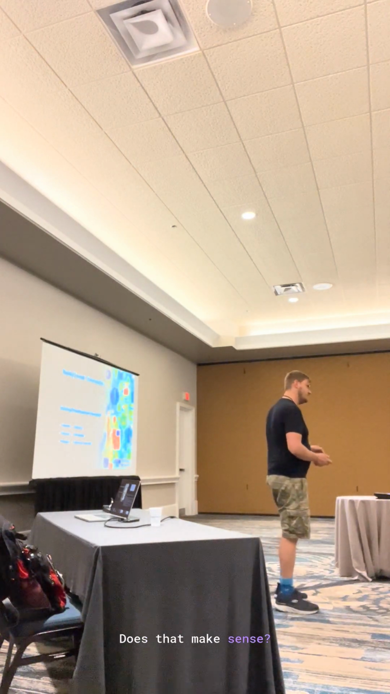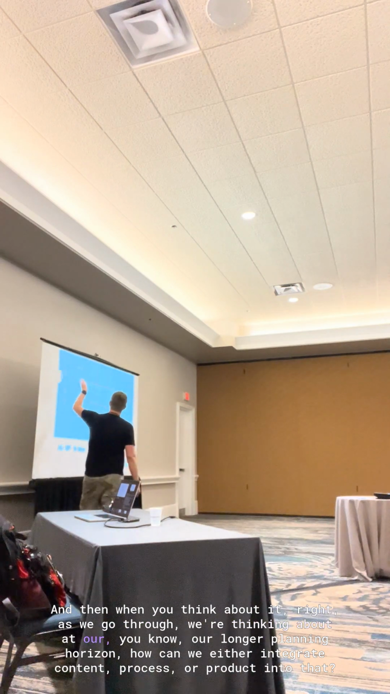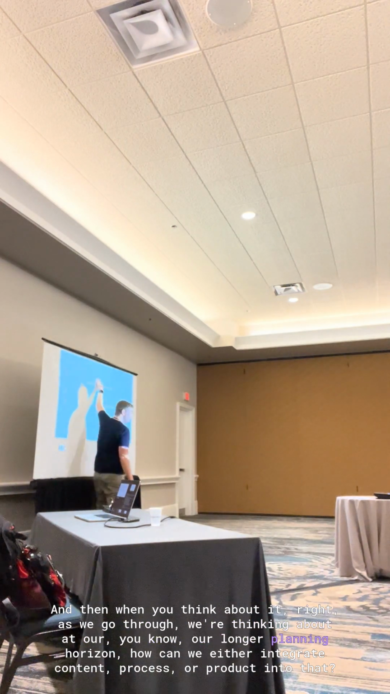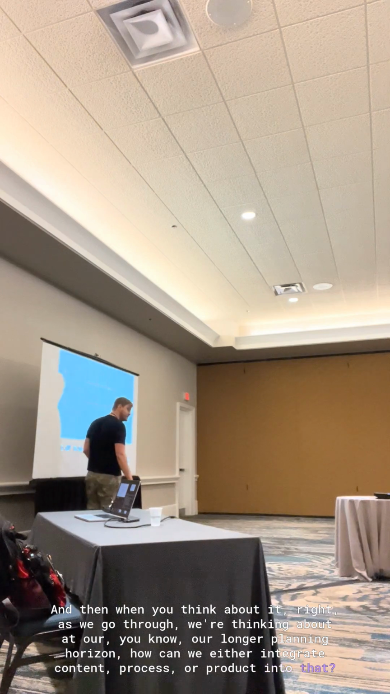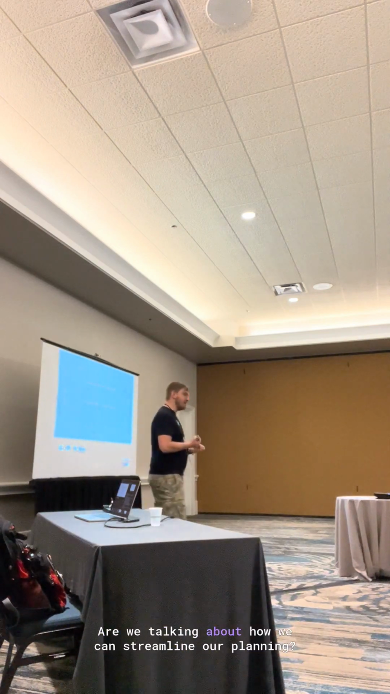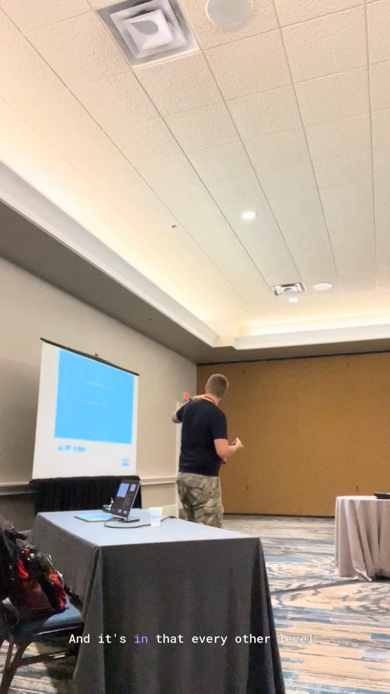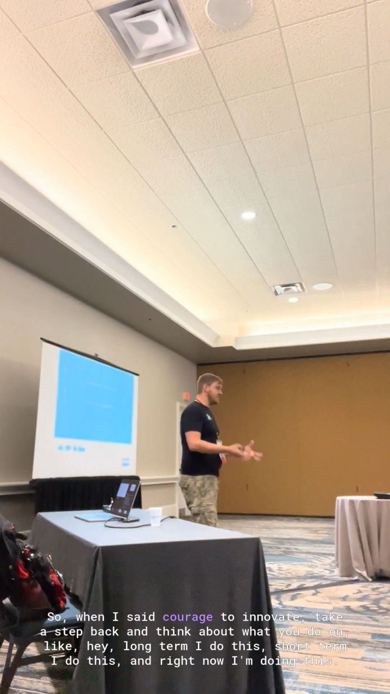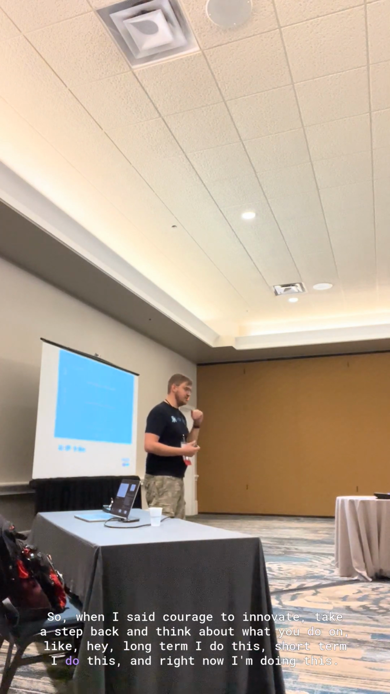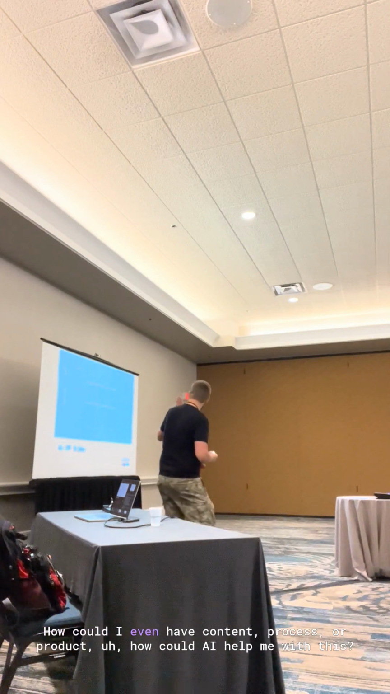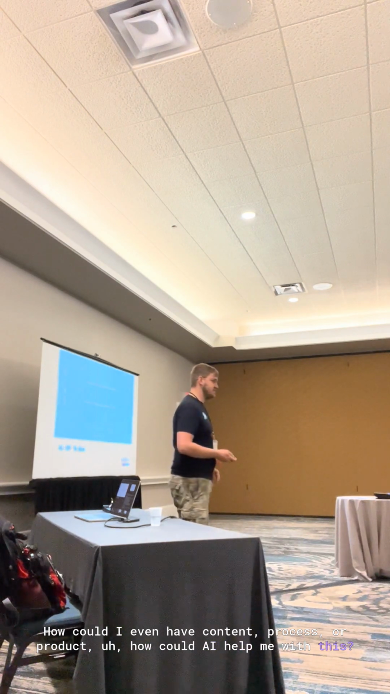Does that make sense? When we think about our longer planning horizon, how can we integrate content, process, or product into that? Are we building a product? Are we talking about how we can streamline our planning? Or are we actually generating artifacts? And same at every other level. So when I said courage to innovate, take a step back and think about what you do: long term I do this, short term I do this, and right now I'm doing this. How could I do that with content, process, or product? How can AI help me with this?